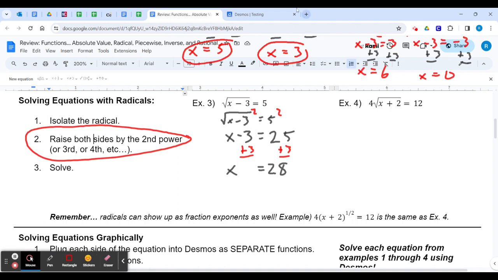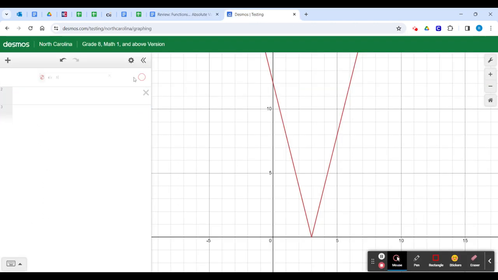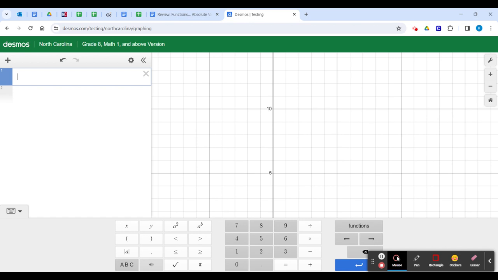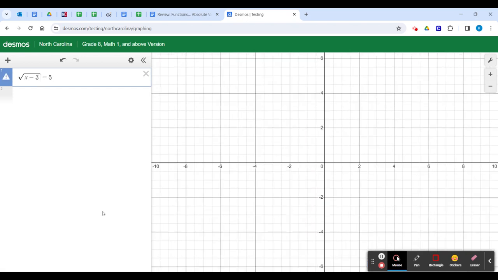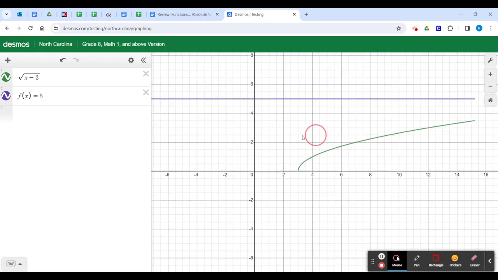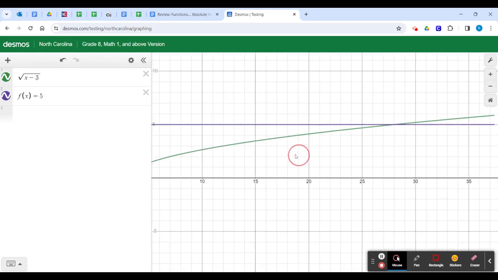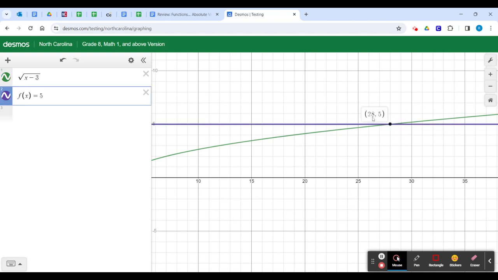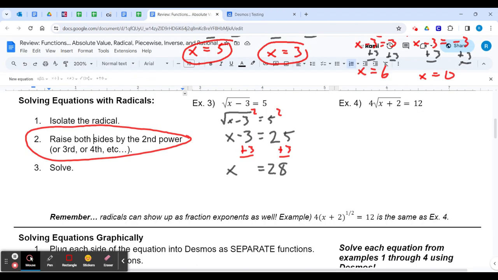Let's try this out in our Desmos here. So if I get rid of my equations, have two new ones, we had the square root of x minus 3. And notice how I can't just type in equals 5, right? That doesn't work. We need to actually type the 5 in as a new equation. So we'll go f of x equals 5. And if I look for my intersection over on the right, we'll find one. Finally, we get an answer of x equals 28, which matches our work in here.